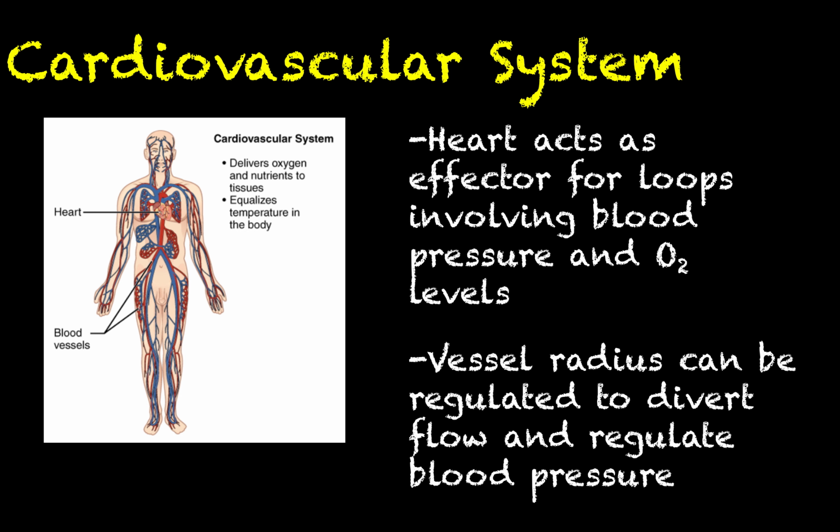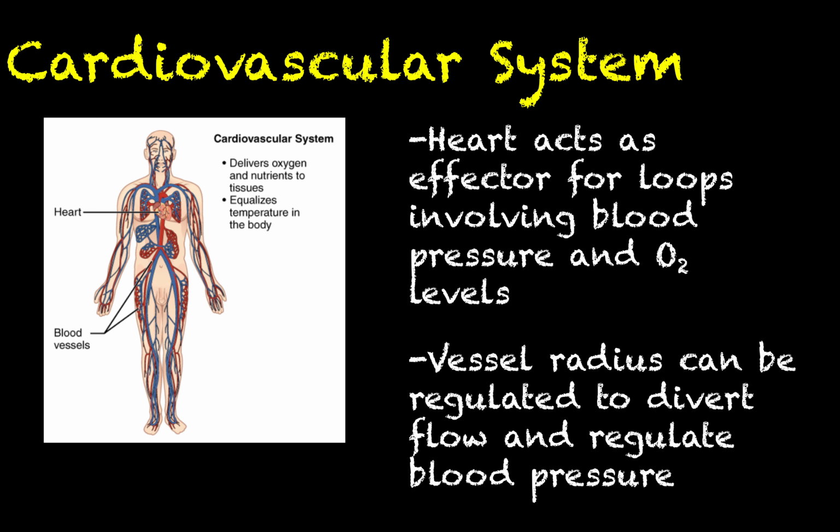For the cardiovascular system, here, we're going to see a couple of different things. Number one, the heart itself, which is made of cardiac muscle, acts as a major effector for loops involving blood pressure and oxygen levels.